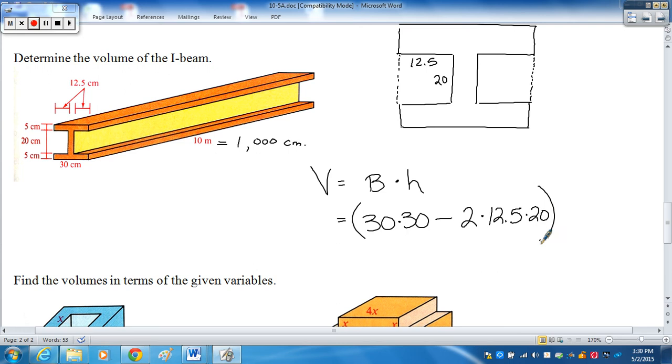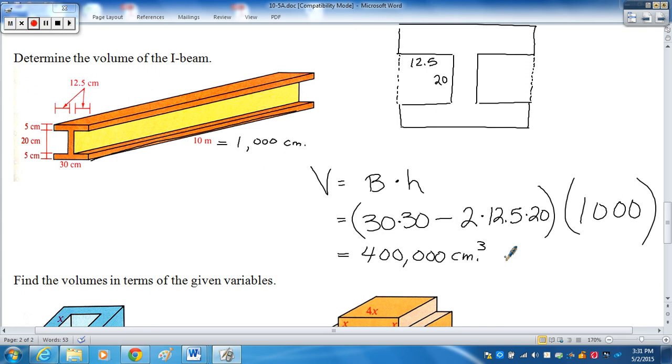Now that's my base area. The whole rectangle, a whole square, minus the two inner rectangles gives me the area of that base. Multiplied by the height of the figure, which is the distance between the two bases, which we've already proven to be 1,000 centimeters, okay? So from there, let's see here. If you plug that into your calculator, there will be 400,000 cubic centimeters within that structure right there, okay?